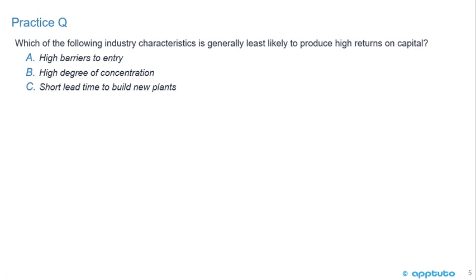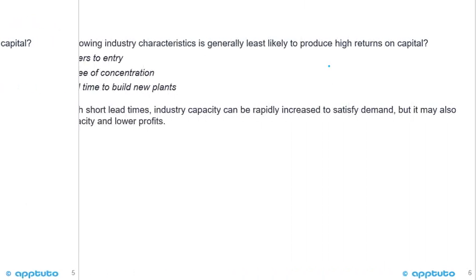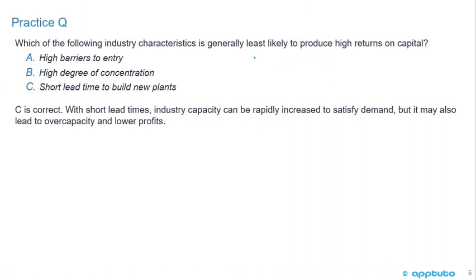Another quick practice question. Which of the following industry characteristics is generally least likely to produce high returns on capital? A, high barriers to entry; B, high degrees of concentration; or C, short lead times to build new plants? Okay, I don't think this question is too difficult. Again, it's looking for the least likely. So when I see the least likely, I'm going to underline it. I'm going to put an F there. I'm looking for the false.